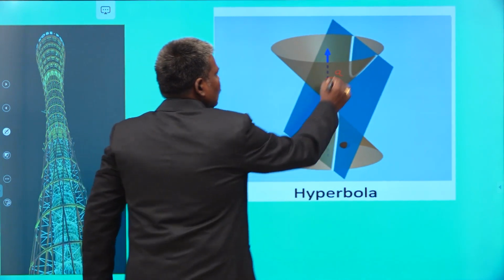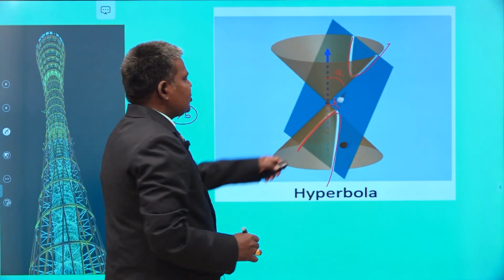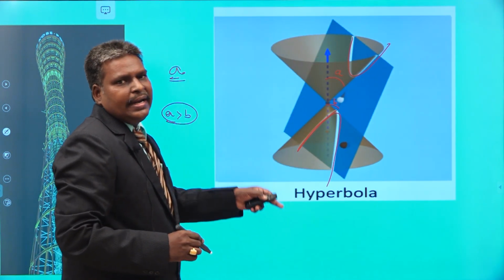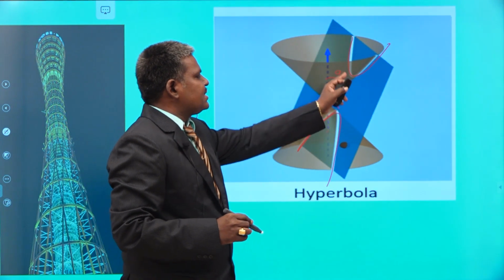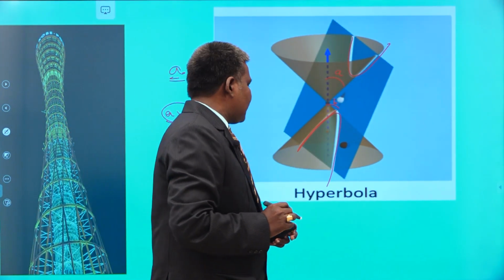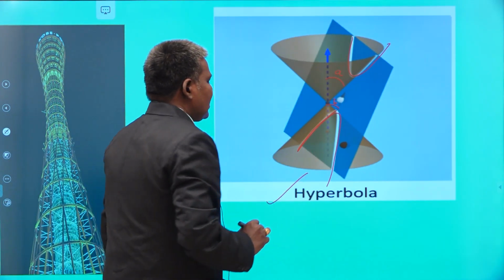In this case, we obtain this type of diagram. This type of section will arise. This is called a hyperbola. It has two symmetrical branches. These two branches do not intersect each other. Am I correct or not? So in this case, we obtain this conic section, that is hyperbola.